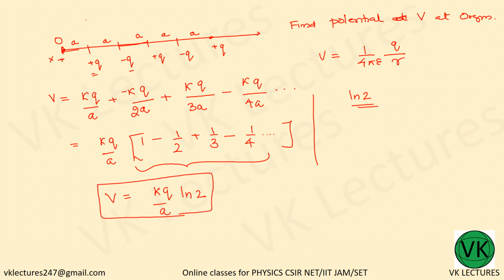If you don't remember that 1 minus 1 by 2 plus 1 by 3 minus 1 by 4 is nothing but log 2, then you cannot solve this problem. So that's why summation and series are important. This is how our CSIR and GATE competitive exam questions get twisted in this way. We say the problems are a little tricky. So this makes the CSIR problems tricky.